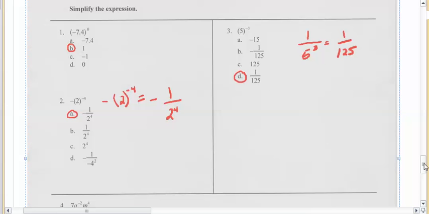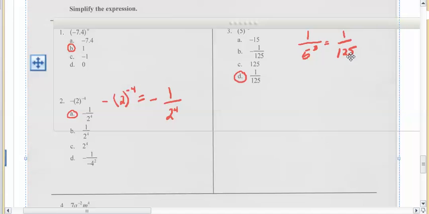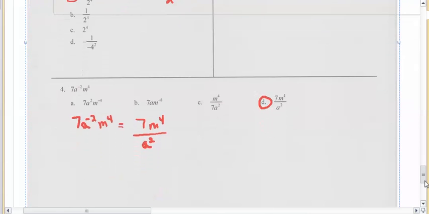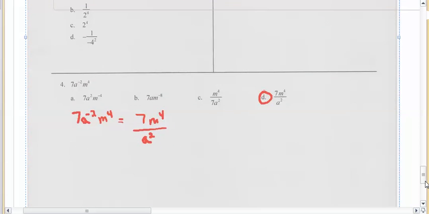Number 3, negative exponent goes to the bottom, and then we just multiplied it out, got 1 over 125. Number 4, the negative exponent goes to the bottom, the 7 and the m to the 4 stay on the top of the fraction. We don't move those because they're both positives.